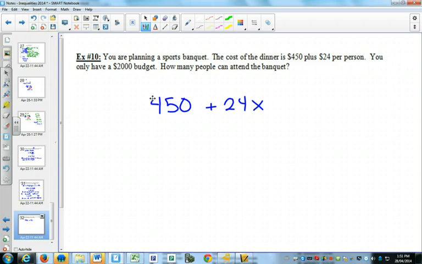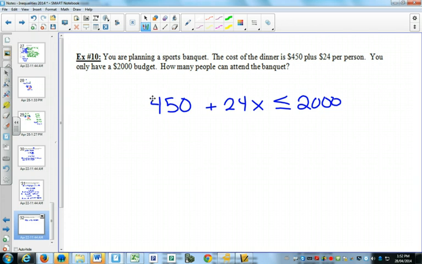Now, if the total can't go over 2,000, what symbol is going to be here? What inequality? Less than, could it equal 2,000? Yeah, because your budget's 2,000, so if you spend exactly 2,000, you're okay. What if you spend a penny over 2,000?